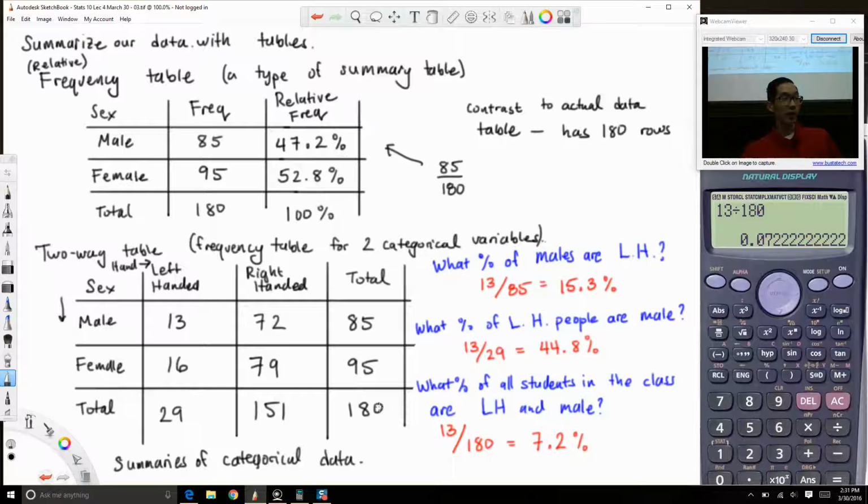Just because we've got counts here, we've got 85 males and 95 females and so on, that doesn't make it suddenly numeric. Whether someone is male or female, that's a categorical variable. Whether someone is left-handed or right-handed, that is a categorical variable. Yes, you're going to have counts of these things, but if we think of the underlying data table and the type of data being stored and summarized, it's categorical data.